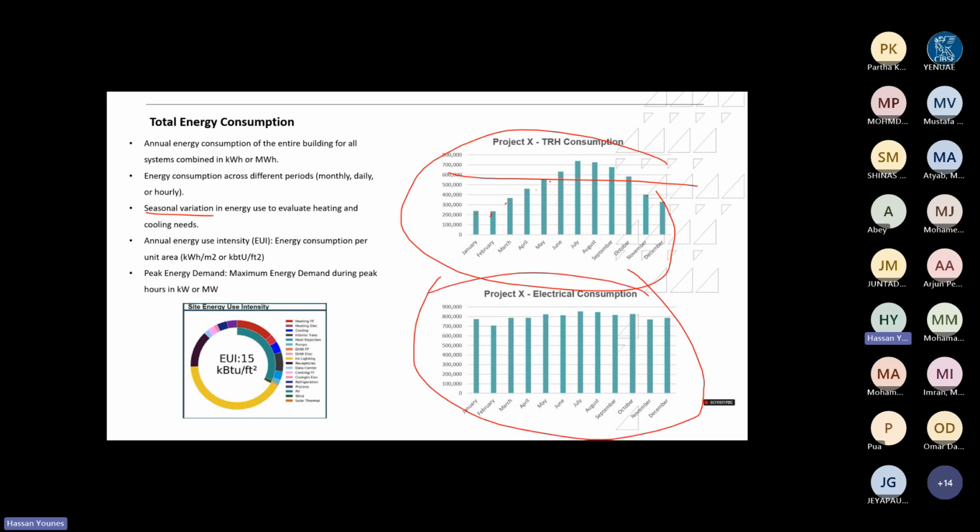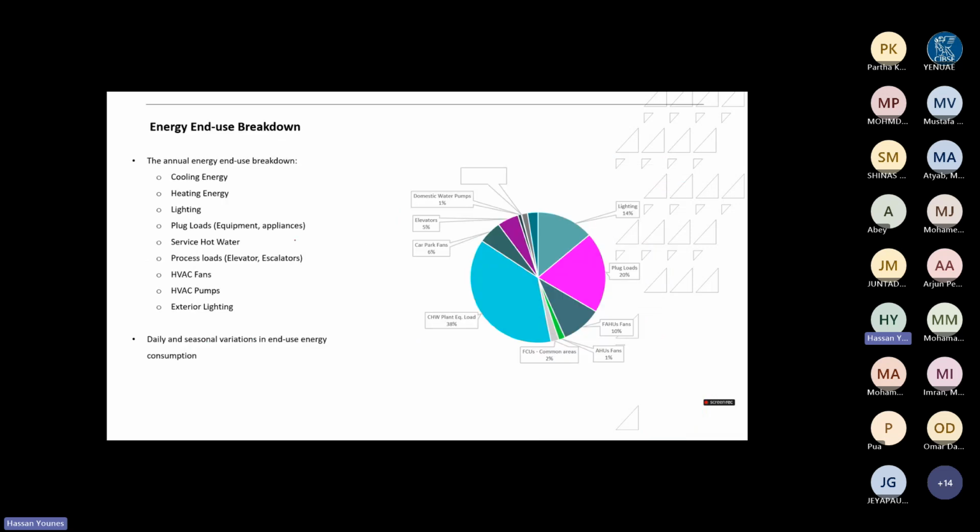If I look at the electrical consumption, the first question I would ask here is, is this on district cooling? That's why we have a flat curve. Then probably that's the case. So do these checks, just to make sure that the results make sense.